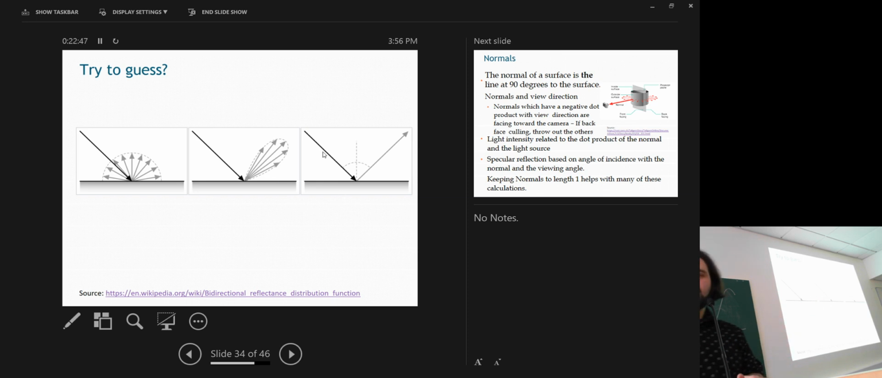And the third one is just one-to-one reflection. So one ray is reflected into one ray, just one-to-one matching. And what does this give us? Almost a mirror. Yeah, this one is a mirror.